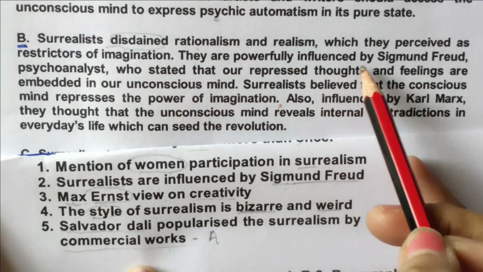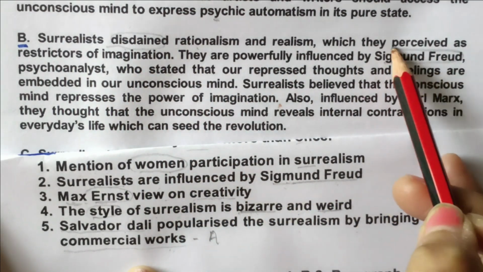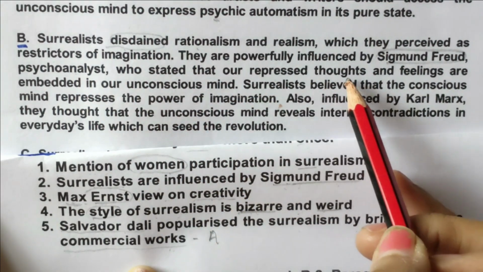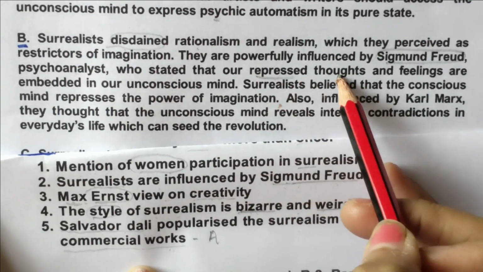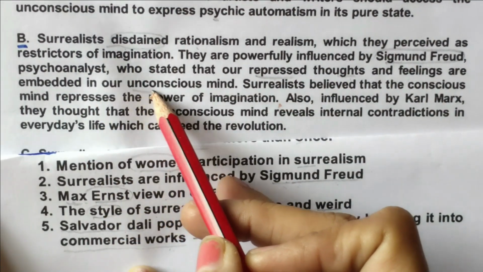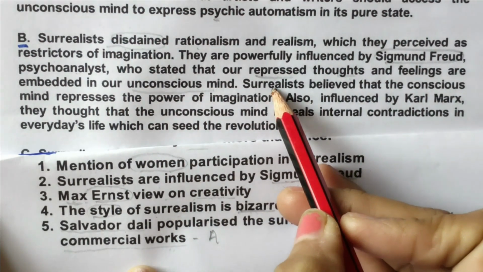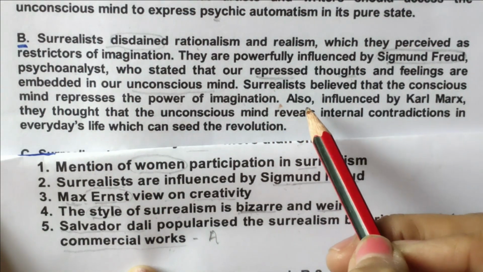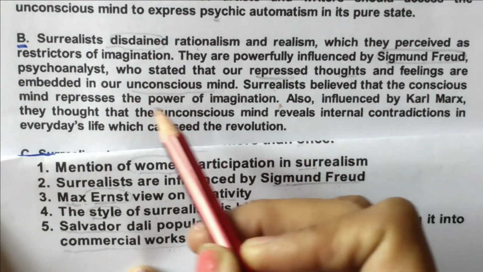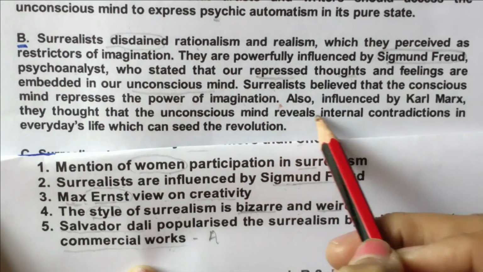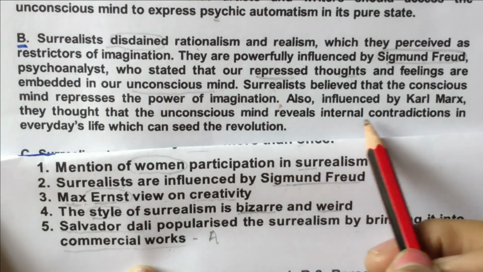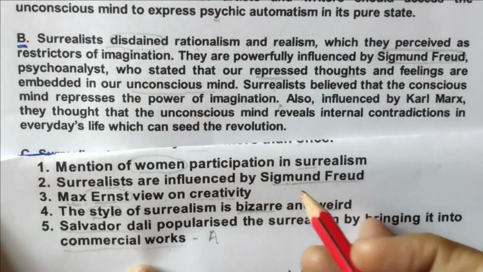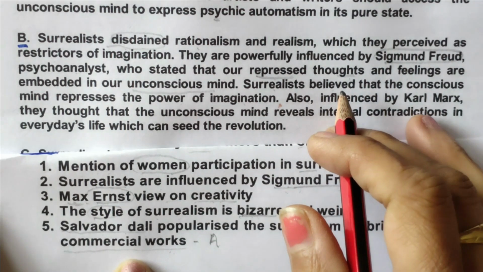They were powerfully influenced by Sigmund Freud, and this person's name is there. Here you see this, he stated that our repressed thoughts and feelings are embedded in our unconscious mind. Surrealists believed that the conscious mind represses the power of imagination. Also influenced by Karl Marx, they thought that the unconscious mind reveals internal contradictions in everyday life which can seed the revolution. So now what should we decide for that?